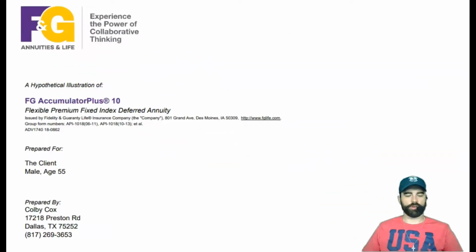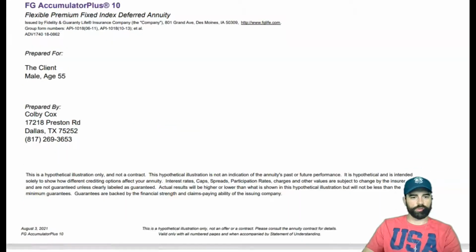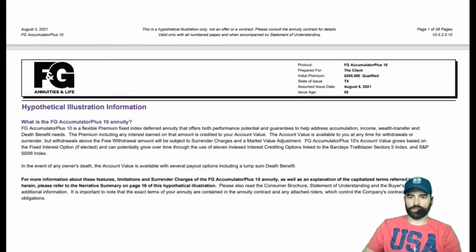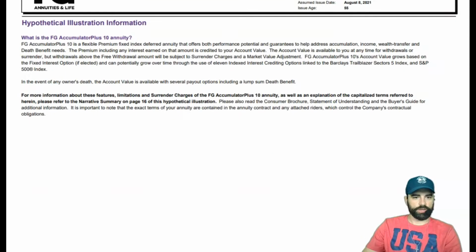All right, so here we are. Here's the illustration, 28 pages. We're going to go over a couple of the different pages that you would want to show and highlight. So obviously we have our client up here, and we have the 250K qualified, state of Texas, assumed issue date of August 8, 2021, issue age. All right, what is it?